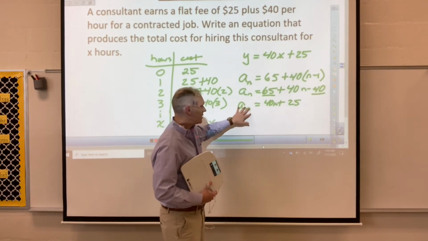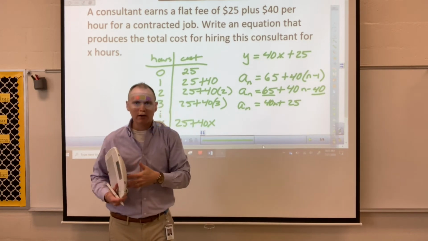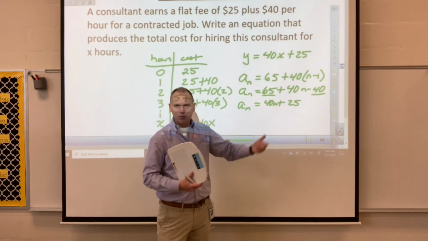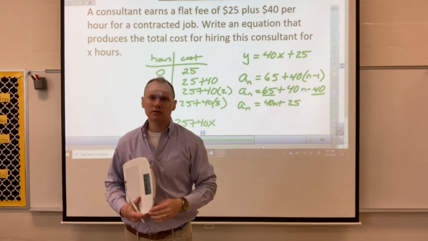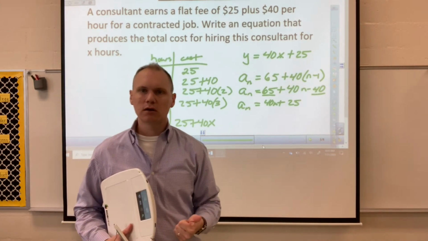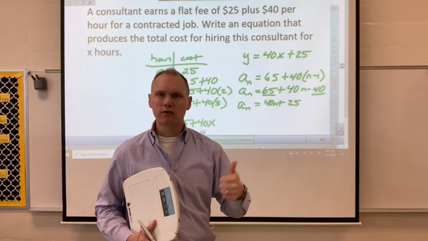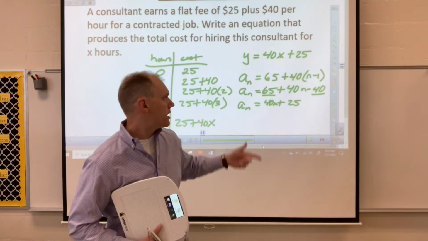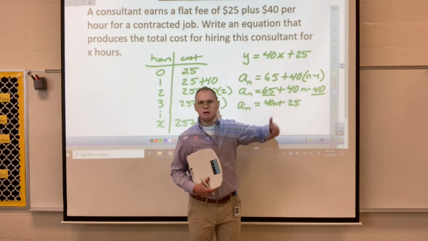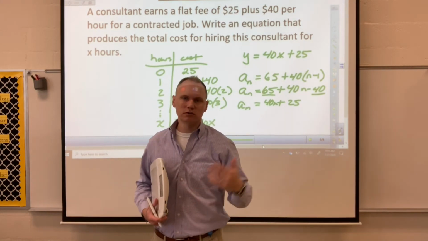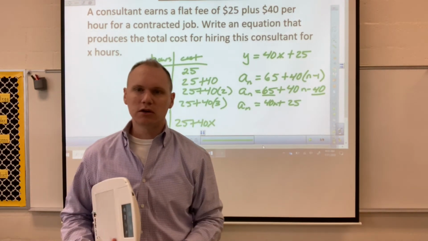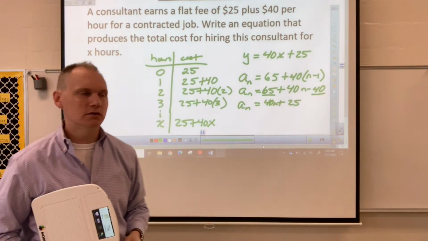A sub n is like the output, it's the y value. n is the input or the x value, but it's exactly the same. Just one is discrete, only integer inputs. So you can input 1, 2, 3, 4, 5, 6. Whereas with a linear function, you can input anything: decimals, fractions, integers, zero, whatever you want.